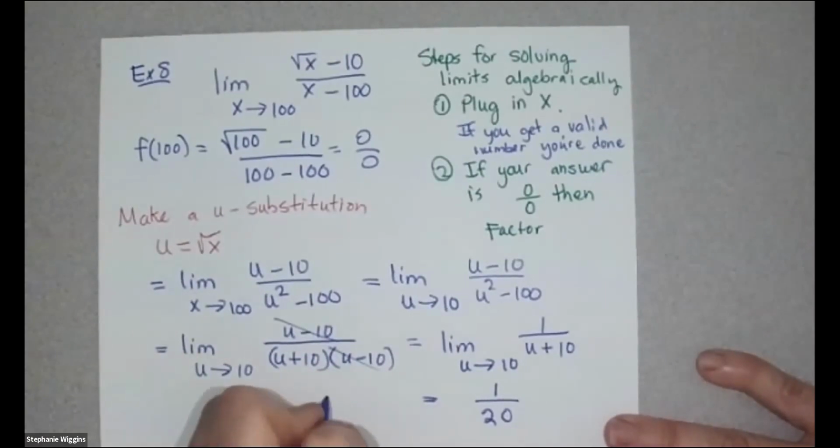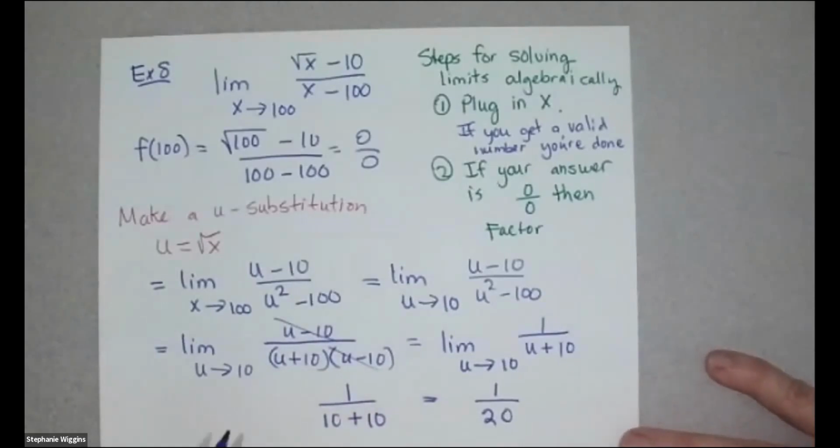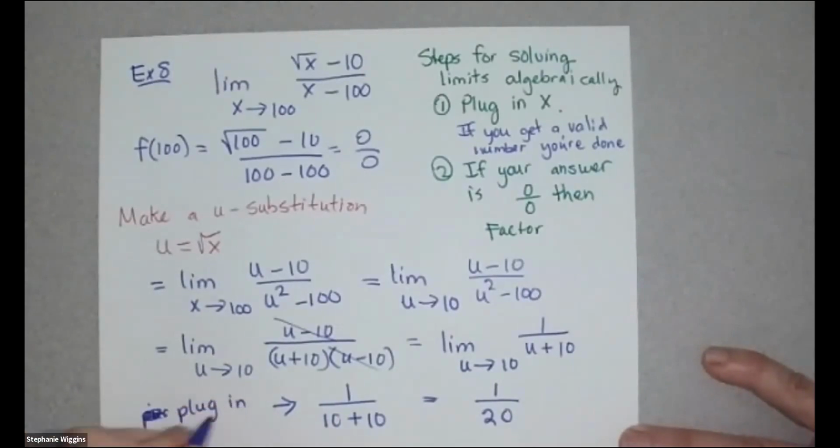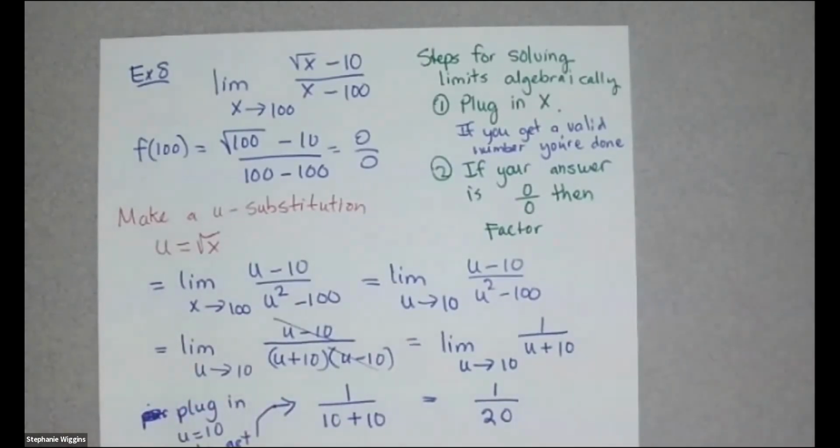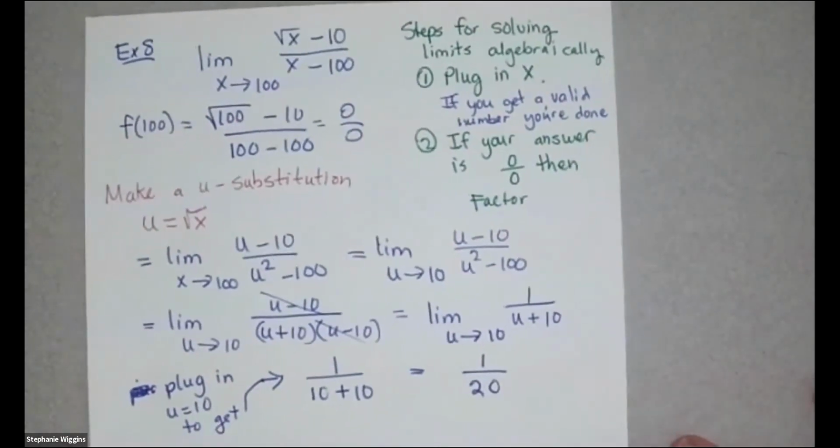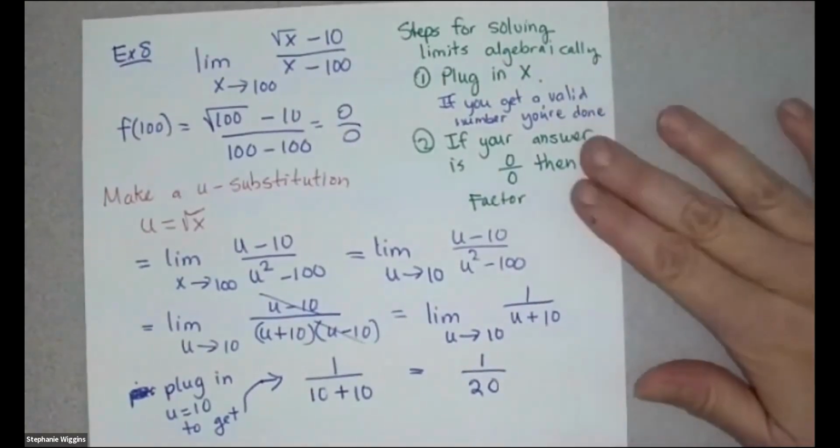I should have written that out. 1 over 10 plus 10. Plug in U equals 10 to get that. Sorry, there we go. Okay, so that is a trick. It's called U substitution. I think there may be only one problem like that in your homework, but here, following this example, you'll know how to do it.